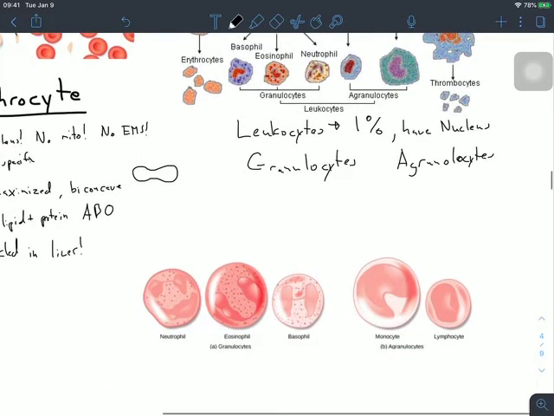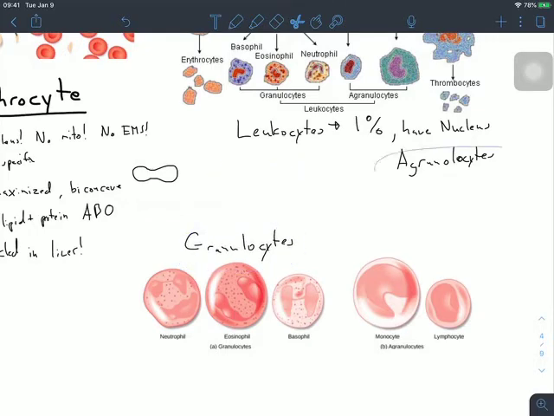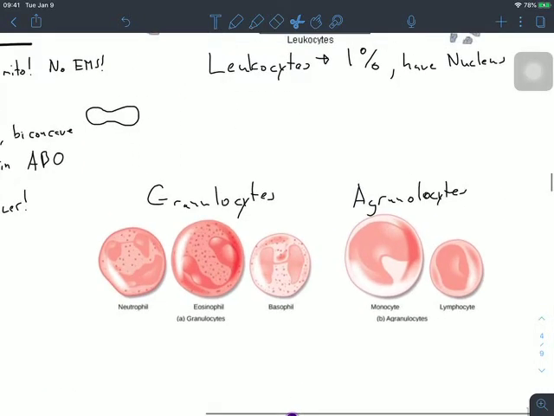Now, you can see these differences, or the different types of cells that are granulocytes and agranulocytes, down here in this image from your textbook. Our granulocytes are our neutrophils, eosinophils, and basophils. And our agranulocytes are monocytes and our lymphocytes.